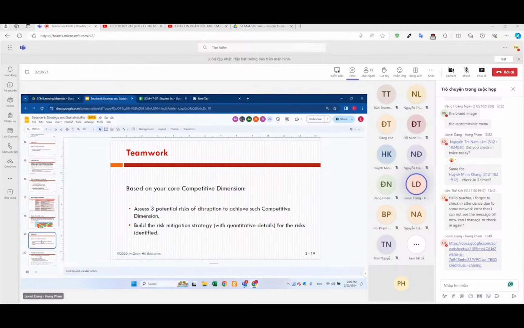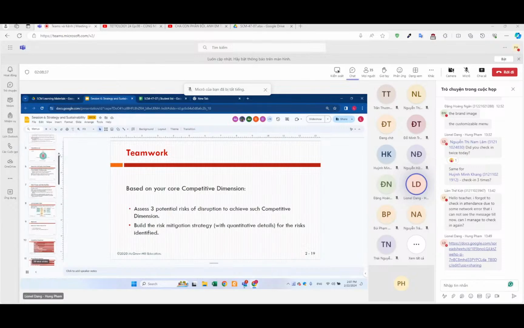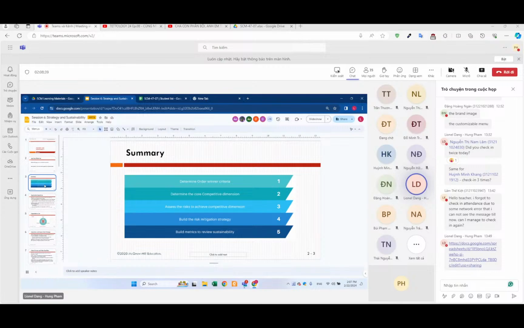Okay. So the slide number 13. So now you go back to your teamwork and then assess the 3 potential risks of disruption to achieve the competitive dimension, right? So basically, it's the same flow. Remember, we have already determined the competitive dimension of our company. So now we need to assess the risk to achieve that dimension.